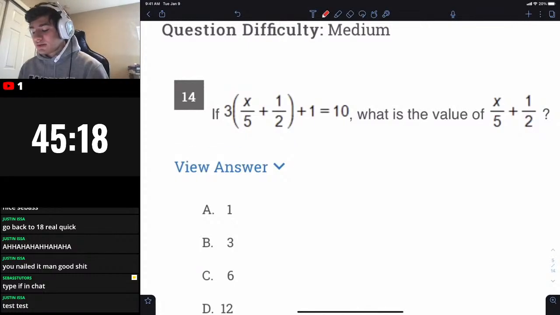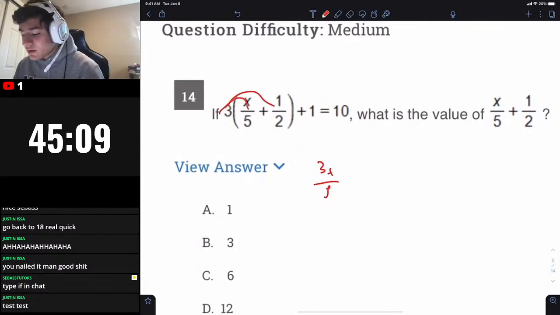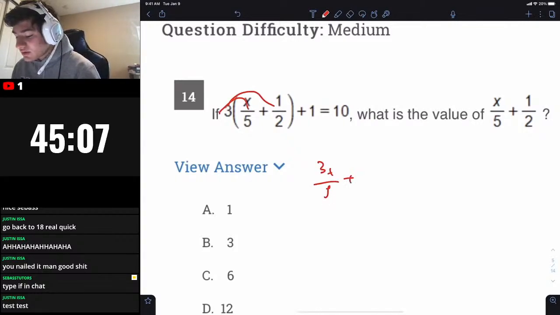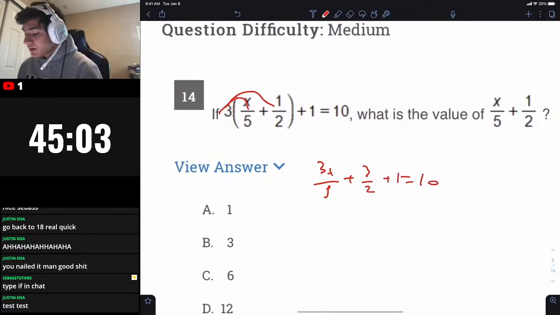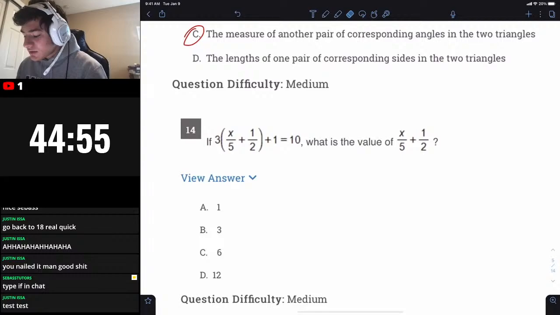So let's go ahead and I'm just going to multiply out for now. So 3x over, distribute this. So 3x over 5 plus 3 halves plus 1 equals 10. And then I'm going to, actually no, I'm not. I'm not going to do this. I just realized something. Sneaky.